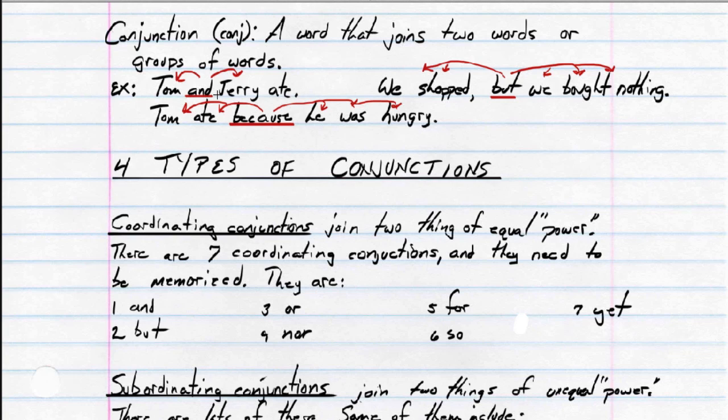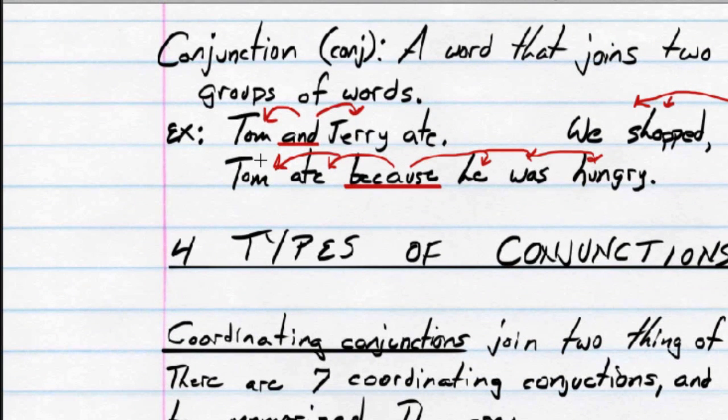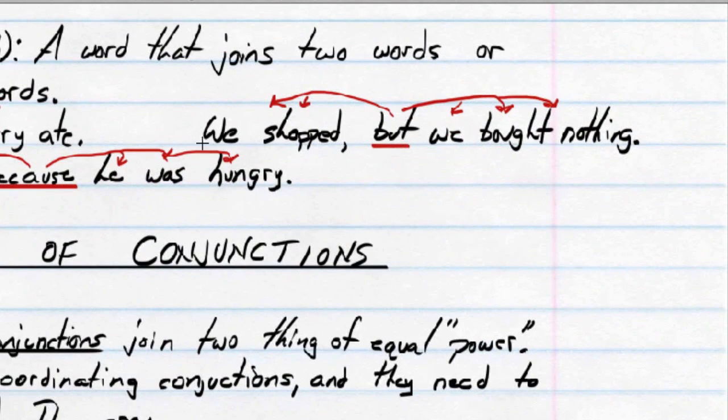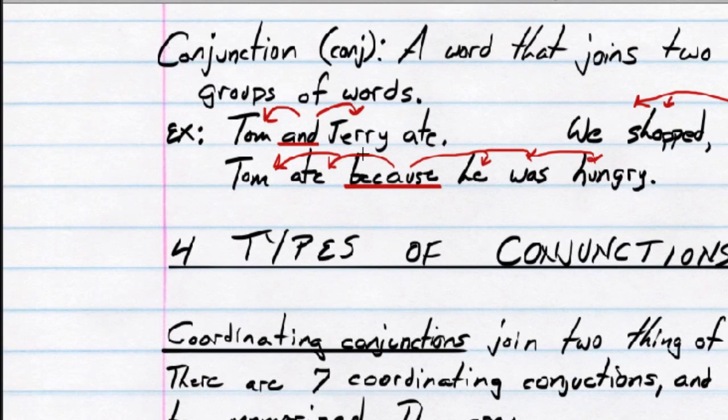Tom and Jerry ate. If I take out Jerry, Tom still eats. If I take out Tom, Jerry still eats, meaning that Tom has equal power in this idea as Jerry does. If I skip over to the other sentence, we see the idea of we shopped, and we see the other idea of we bought nothing. Again, this is a coordinating conjunction, but because we shopped is an idea independent or just as powerful as we bought nothing.